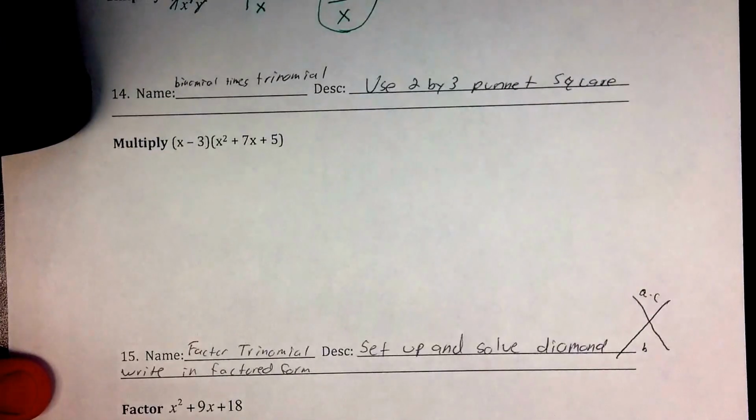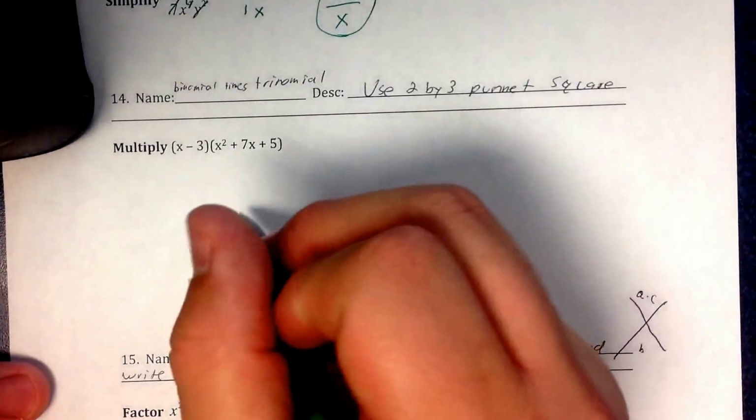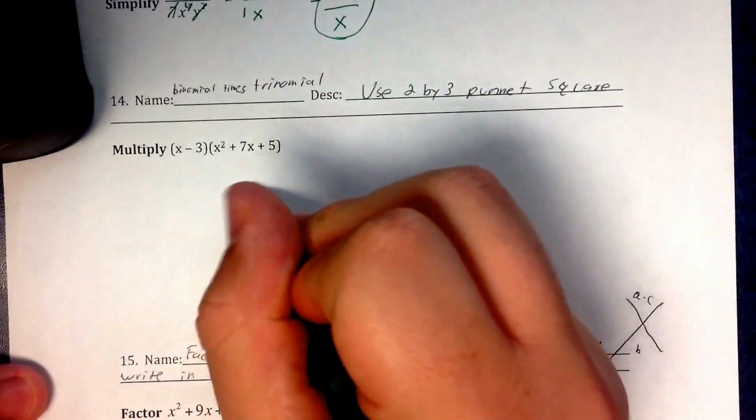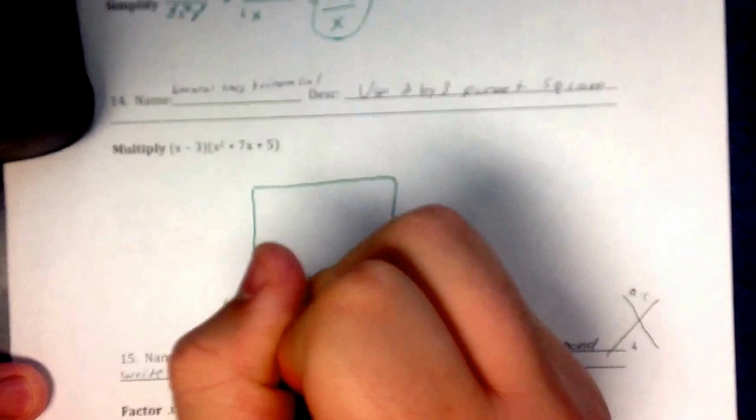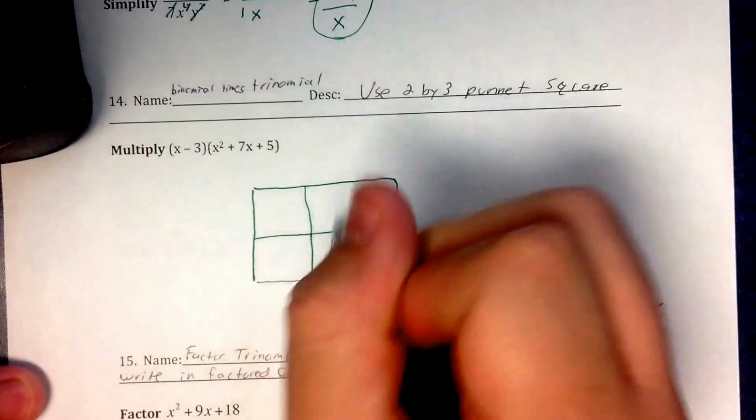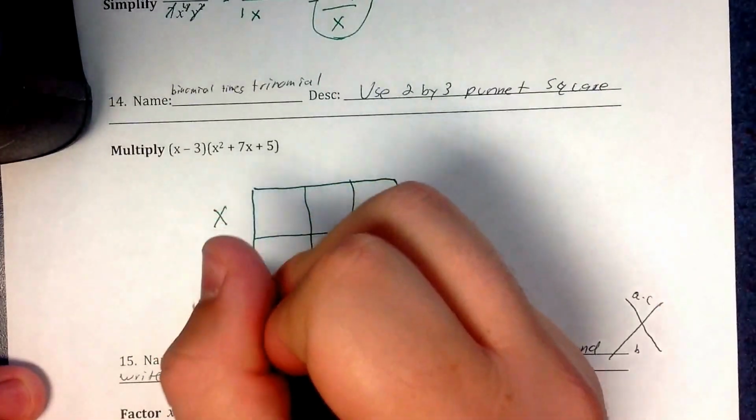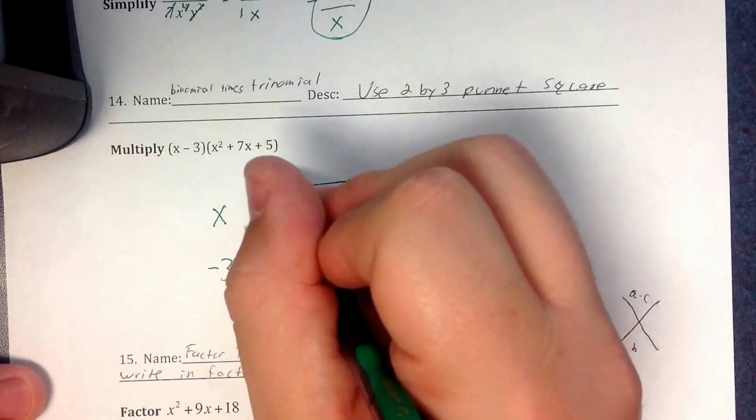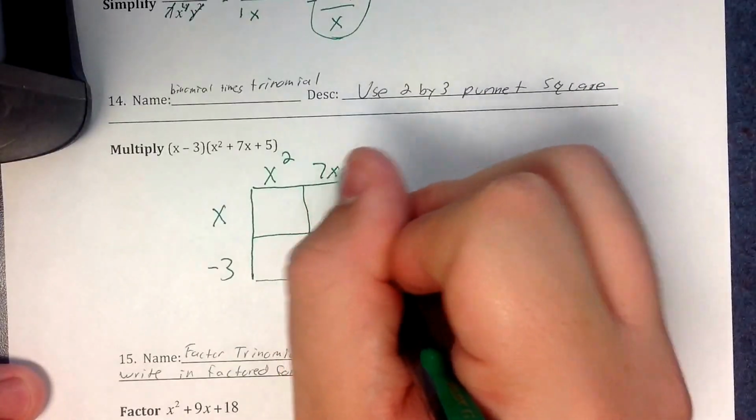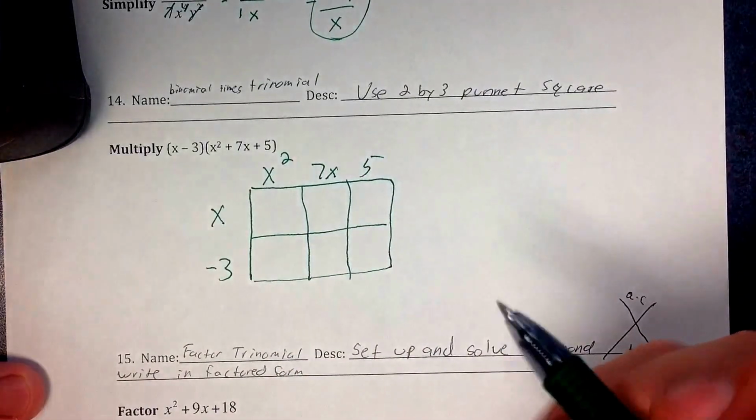14, multiply x minus 3 times x squared plus 7x plus 5. So it's a binomial times a trinomial, and we're going to use a 2 by 3 Punnett square instead of 2 by 2. So I've got x, negative 3, I've got x squared, 7x, and 5.